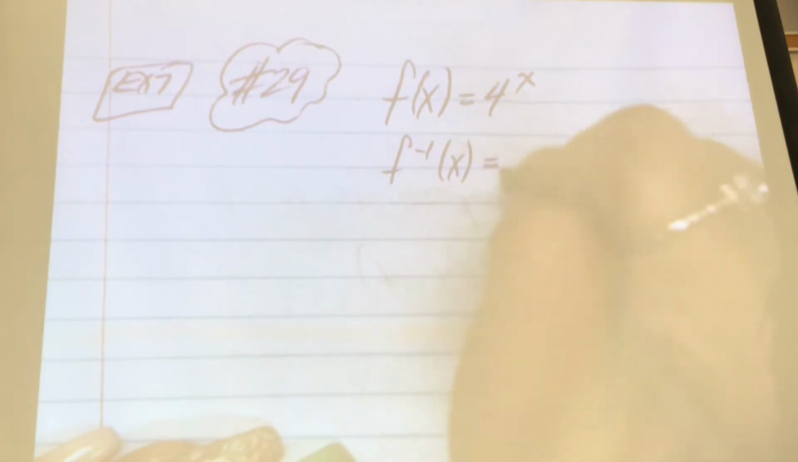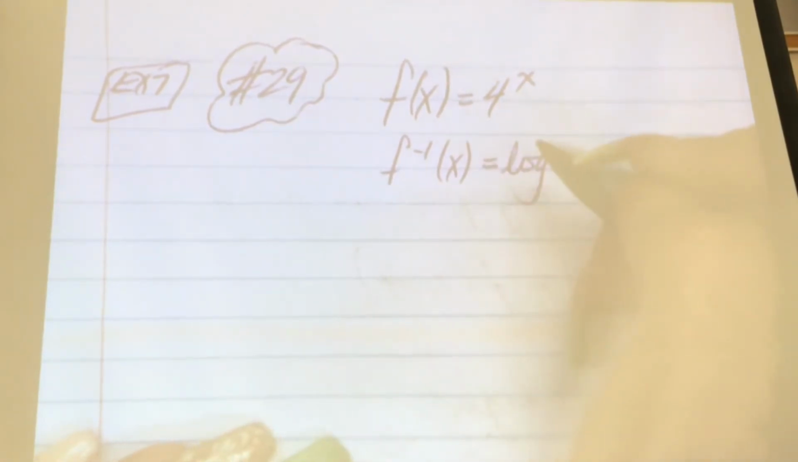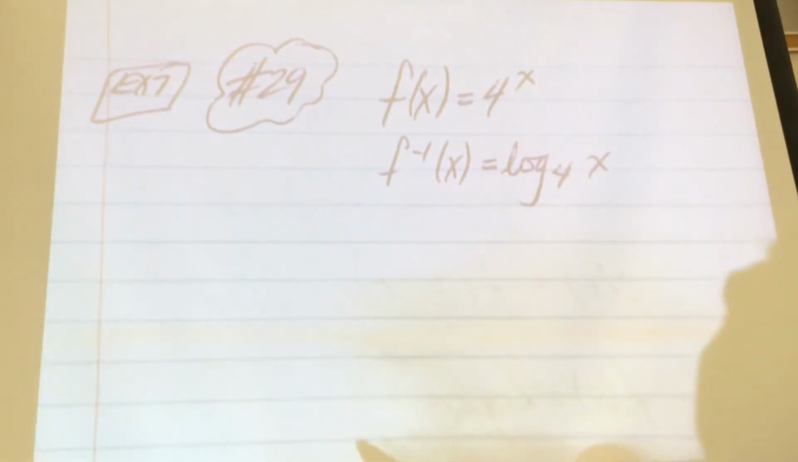We have f of x is equal to 4 to the x, and then we have its inverse, which we already know how to find now, as being log base 4 of x.